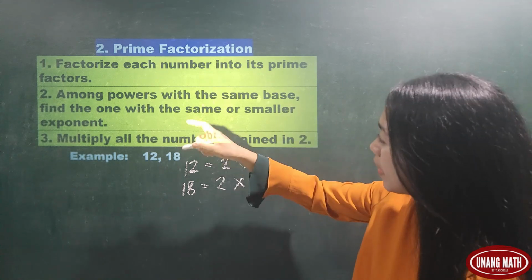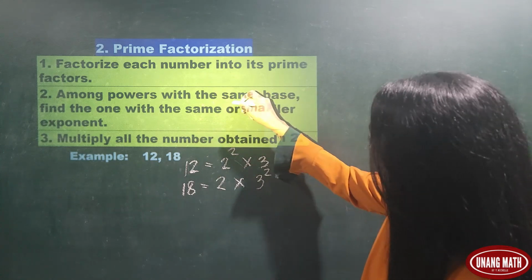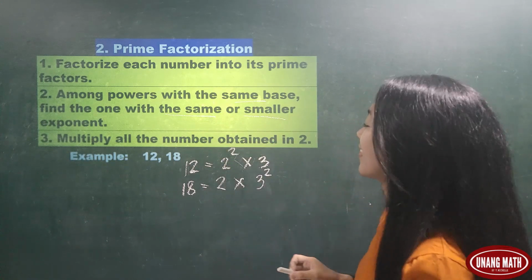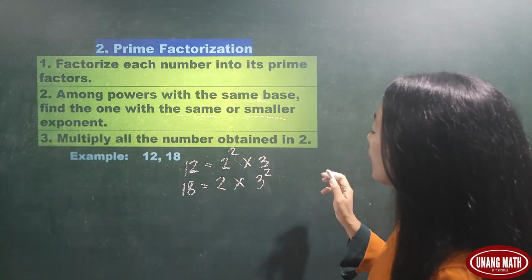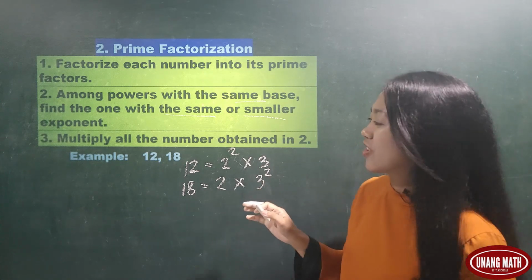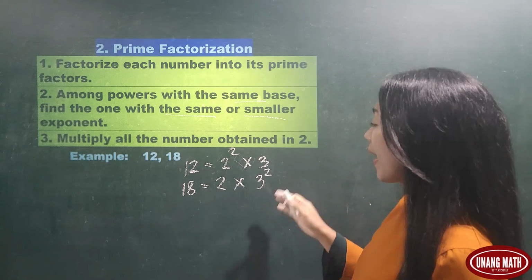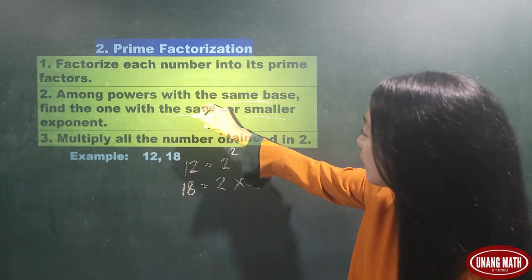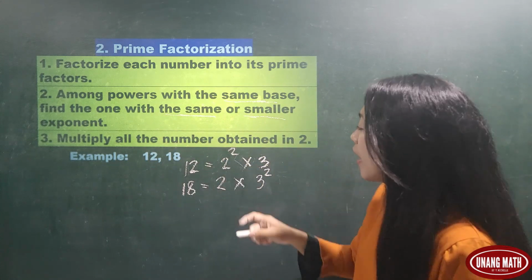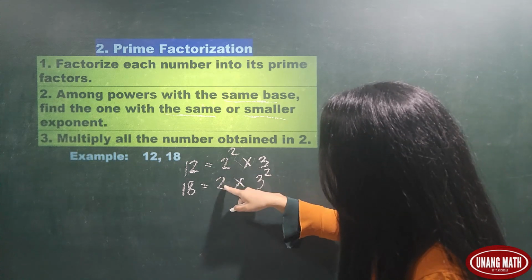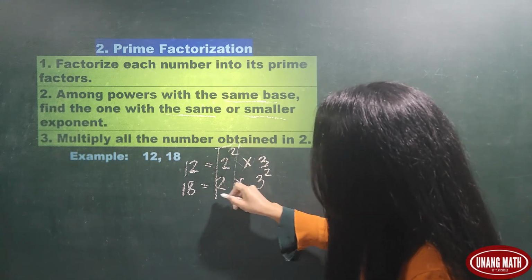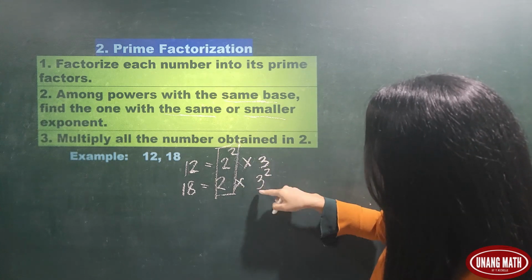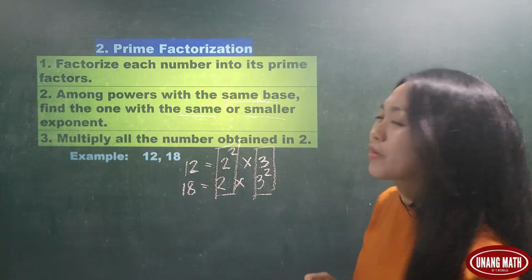Okay, second step. Among powers with the same base, find the one with the same or smaller exponent. It means we need to write the prime factorizations of the numbers by aligning those with the same base and finding the one with the same or smaller exponent. 2 squared and 2 have the same base 2, and these two numbers are aligned. 3 and 3 squared have the same base 3, and these numbers are also aligned.